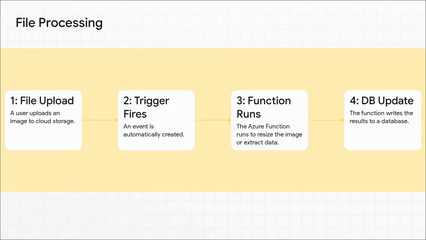Now for step 3, that trigger wakes up an Azure function. And this little piece of code could do anything. Maybe it creates a thumbnail, or it analyzes the picture to see what's in it, or even pulls text out of the image. And finally, step 4, the function takes whatever it found and writes the results to a database. The whole thing is completely automated, it can scale to handle millions of uploads, and you only paid for the fraction of a second it took for that code to run.